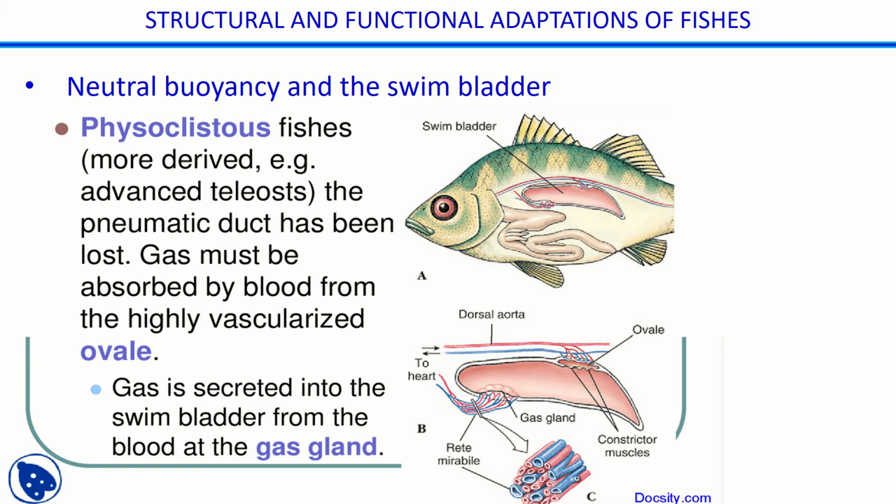Physoclistus fishes, like the teleosts and the osteichthyes, have lost the pneumatic duct, so the gas must be absorbed by the blood. They don't have the ability to regulate the swim bladder directly from the gut. Okay, they don't have that ability. And that's the osteichthyes, fishes in particular.